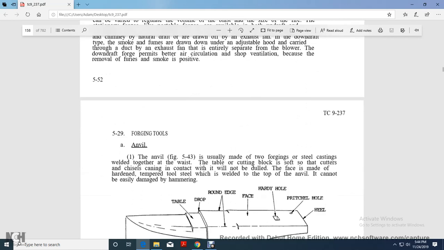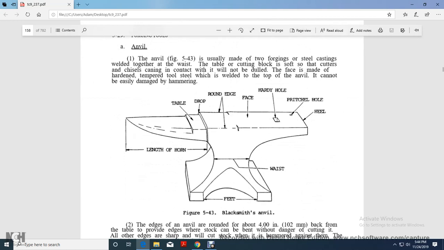All right, an anvil. An anvil is usually made of 2 forged steel castings welded together at the waist. The table or cutting block is soft so that cutters and chisels coming in contact with it will not be dulled. The face is made of hardened, tempered tool steel, which is held at the top of the anvil and cannot be easily damaged by a hammer.